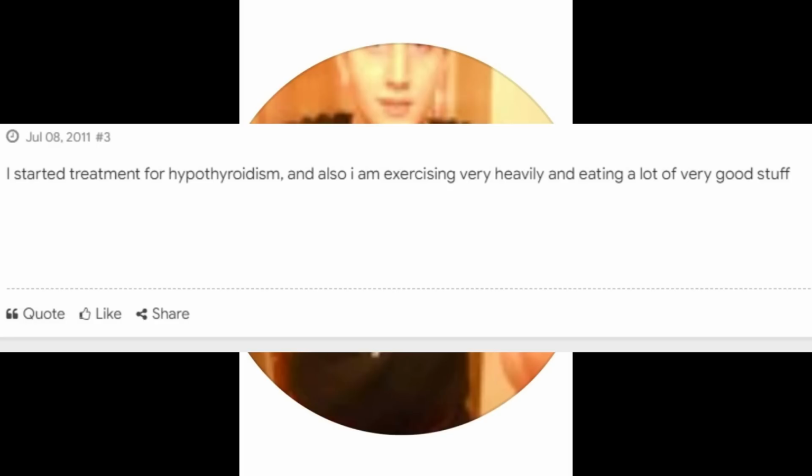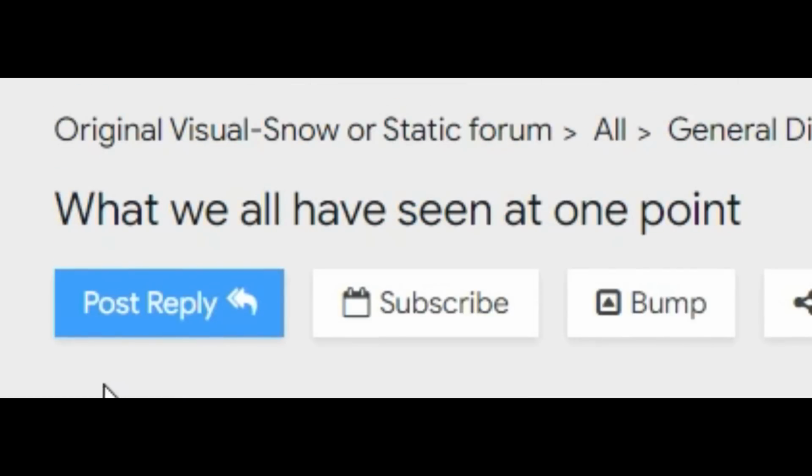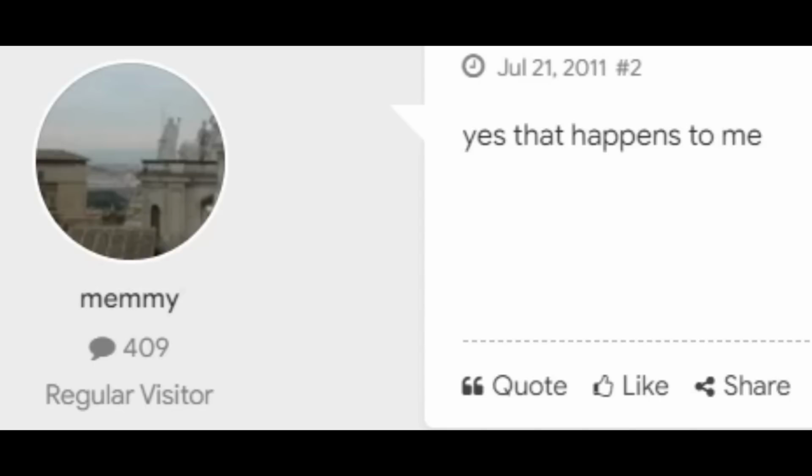Bryan says, I started treatment for hypothyroidism, and also I am exercising very heavily and eating a lot of very good stuff. Title: What We All Have Seen at One Point. Bryan writes, July 21st, 2011, sometimes when we move from a sitting position to a standing one, our VS turns really bright and intense in comparison to the usual. Today I got up and it got so bad that I almost fell and my heart pounded intensely. I couldn't see for that 0.8 seconds completely. Memi says, yes, that happens to me.